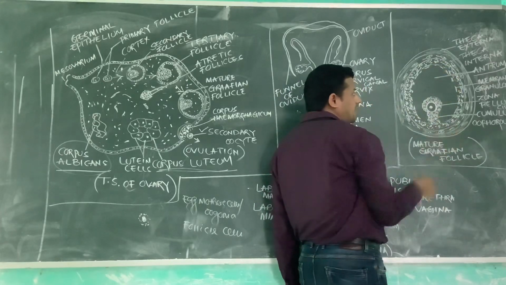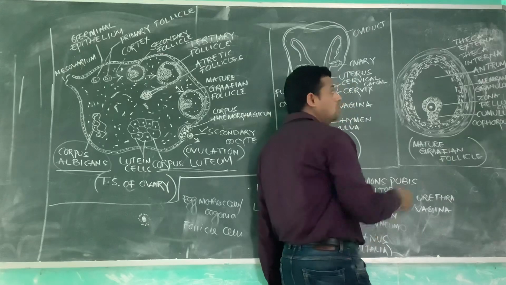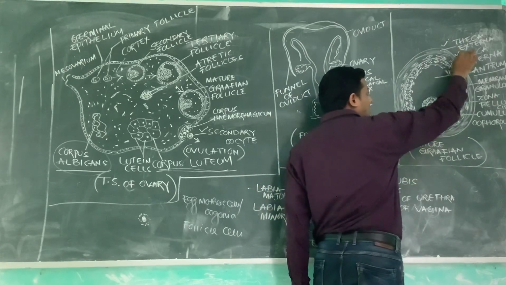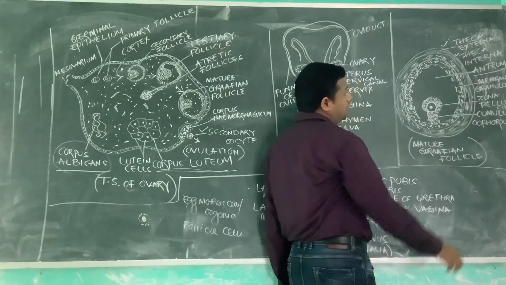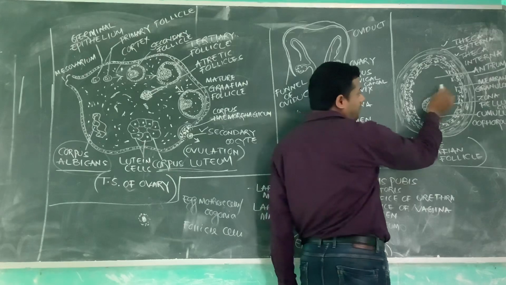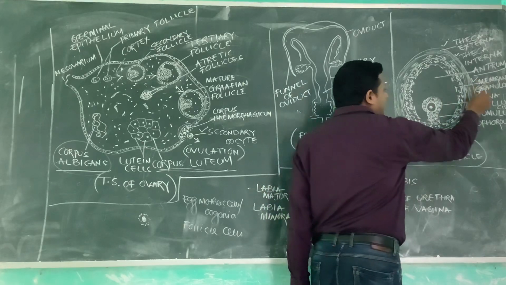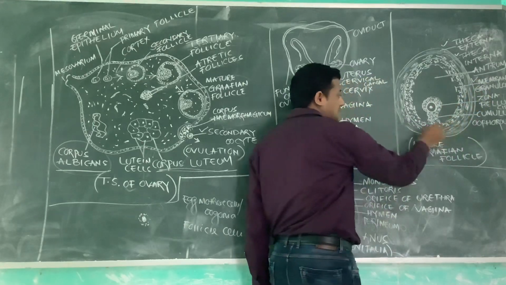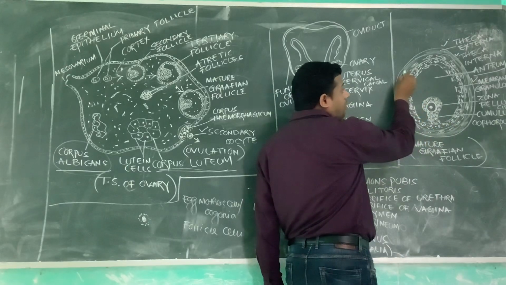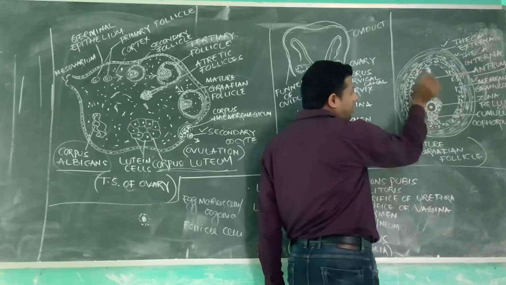Each Graafian follicle is covered by two coverings, that is the outer theca externa and the inner theca interna. These two layers are separated from antrum by membrana granulosa. These are the granulosa cells which separate the coverings of Graafian follicle from antrum.